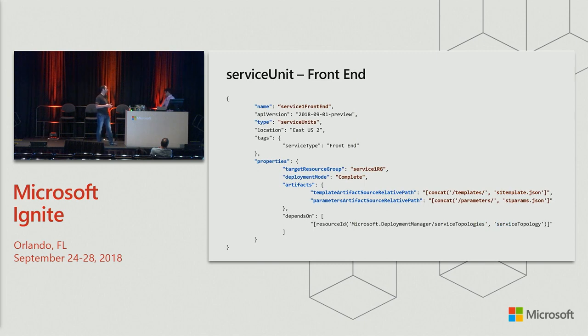So let's take a look at the code here. This is an example service unit. This is the front end. You can see that it has some properties. The first property is the target resource group I'm going to deploy to, then the deployment mode. And then it references the artifacts. This is the ARM template and parameter files for deployment.